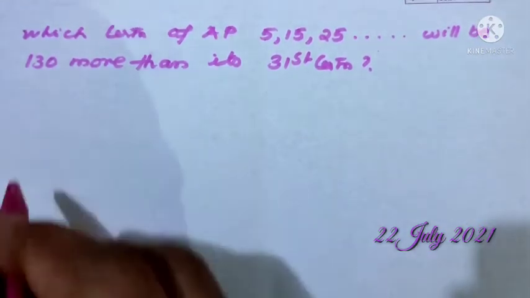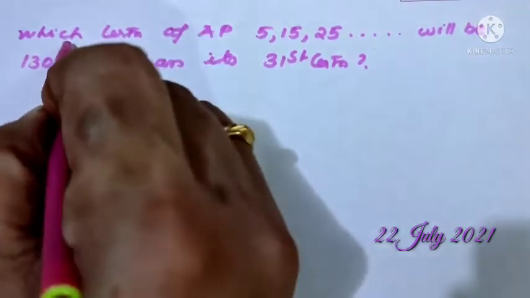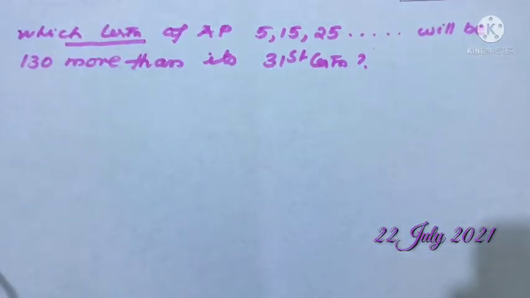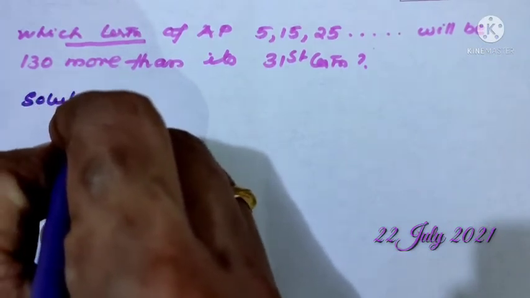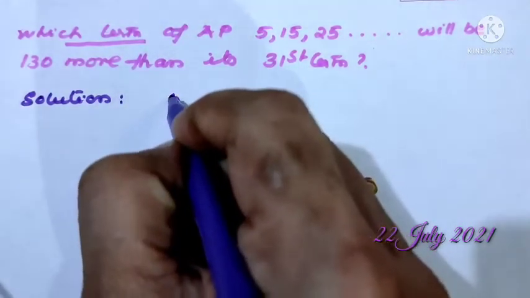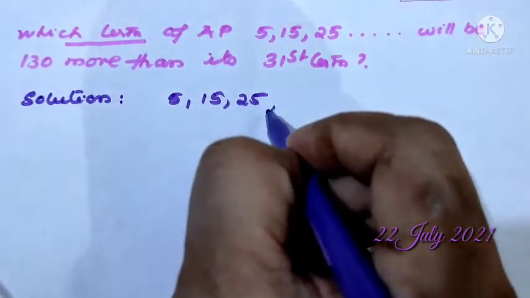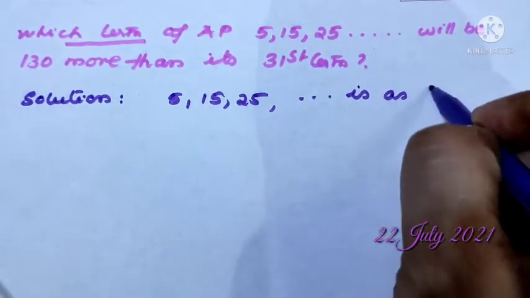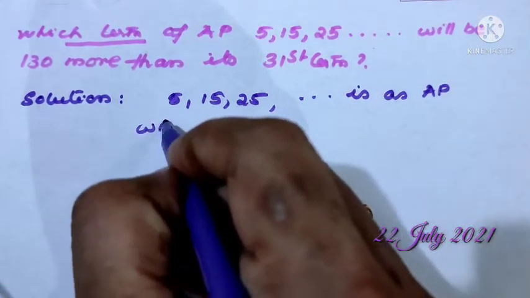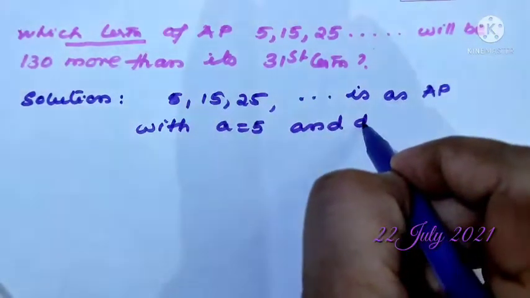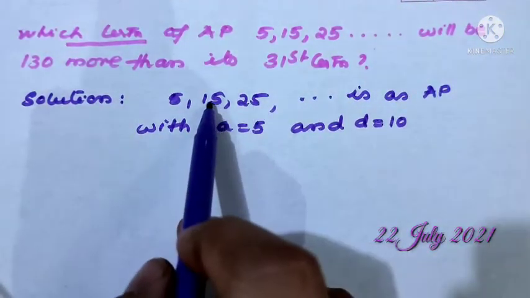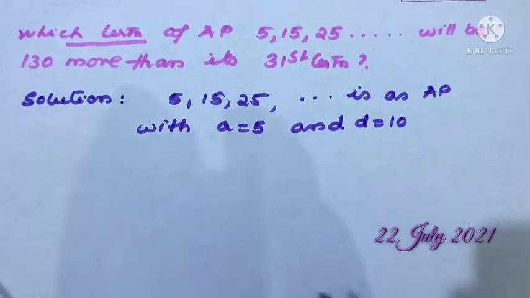So here it is given that which term of the AP, which term of the AP means the term is unknown to us. We have to take that it is an, will be 130 more than 31st term. So for the solution we should write what is the AP, given AP 5, 15, 25 is an AP with A equal to 5 and D equal to 10. Remember now, that is second term minus first term. 15 minus 5 equal to 10.